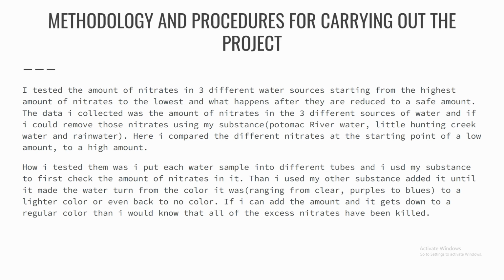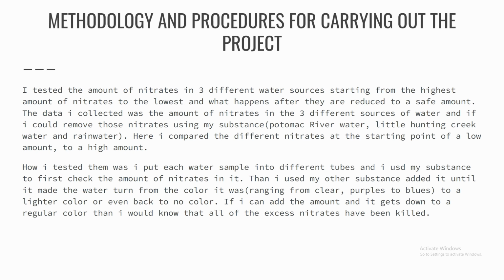I collected samples from the Potomac River, Little Hunting Creek, and rainwater. Here I compared the different amounts of nitrates, from a low amount to a high amount. How I tested them: I put each water sample into different tubes and used my substance to first check the amount of nitrates in it. Then I used my other substance and added it until it made the water change from a darker color to a lighter color.